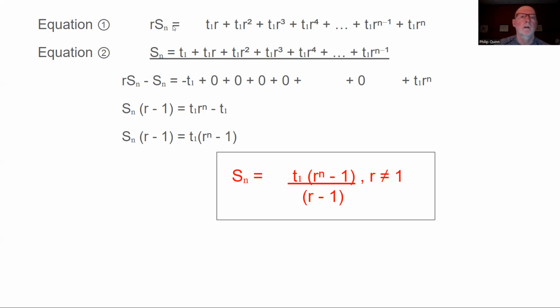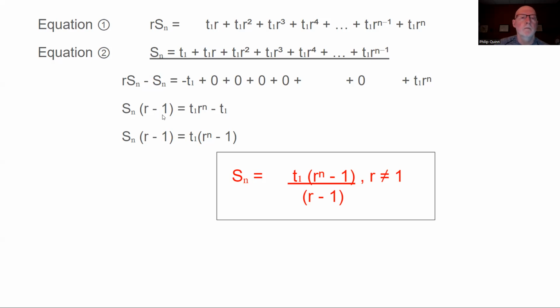Well, what are we left with? On the left side of the equal sign, it would be r Sn minus Sn, is equal to 0 minus T1, which is negative T1, with all these zeros. And then down at the end, we'll just subtract this piece that's only part of equation 1, which gives us T1 times r to the n. We'll just rearrange on the right side. We'll write this negative T1 as subtraction: T1 r to the n right here, minus this T1 on the right side. And over here, we'll factor out an Sn.